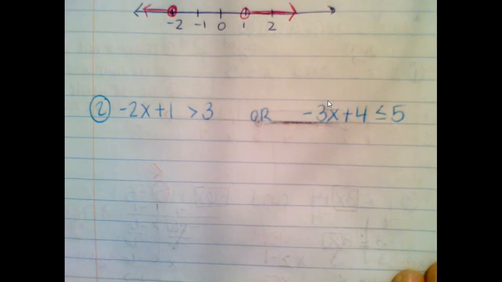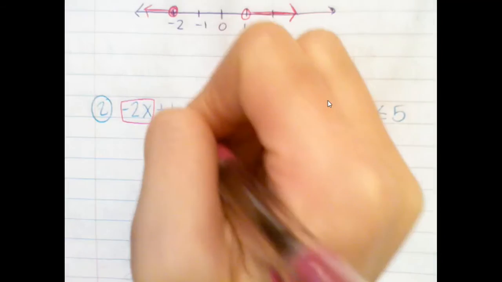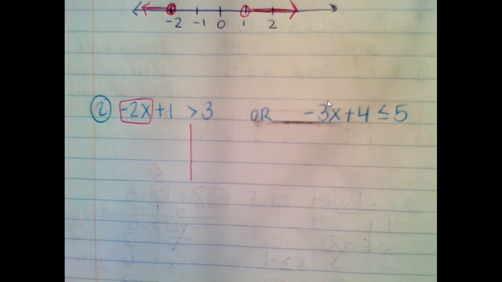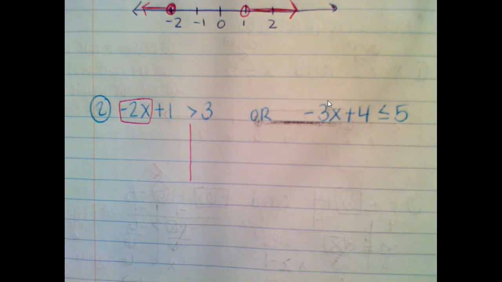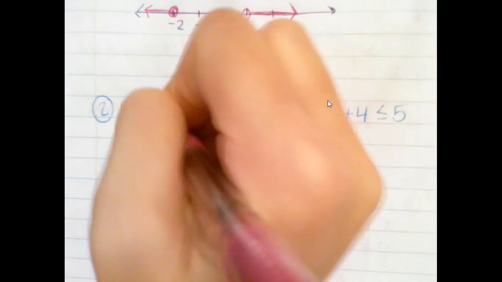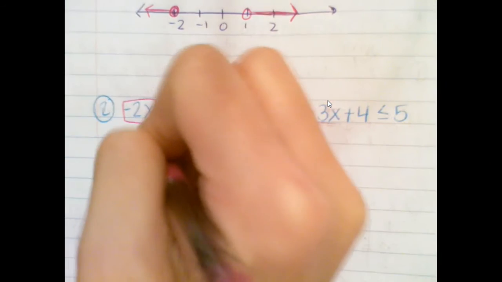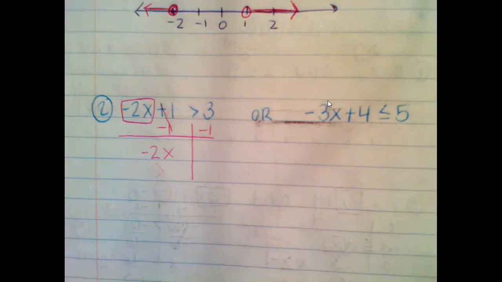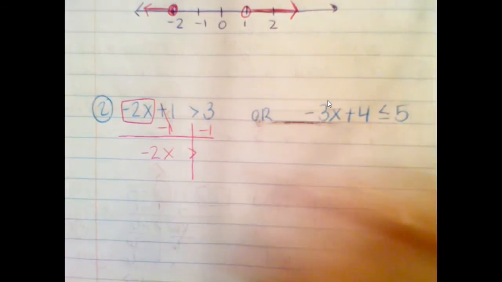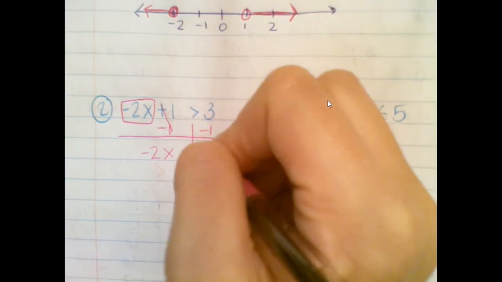Super quick, super easy, 2-step equations. So we're going to box our variable. It says -2x plus 1. So I need to get rid of plus 1. So I'm going to subtract 1 from both sides. Bring -2x down. These cancel. Bring down your inequality. 3 minus 1 is 2.